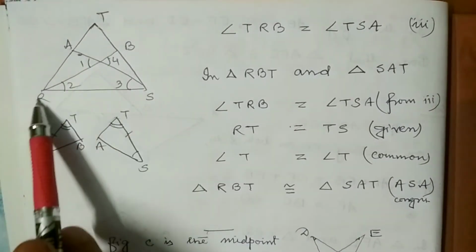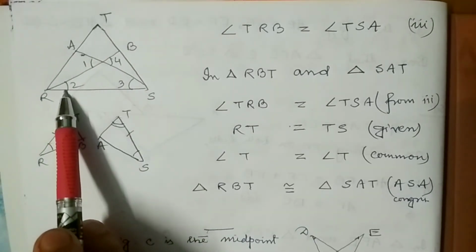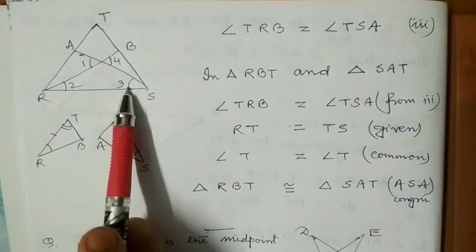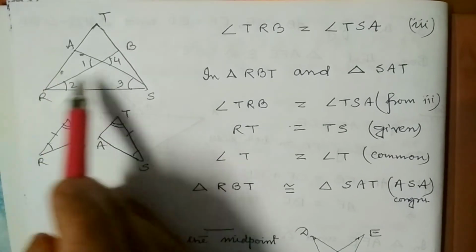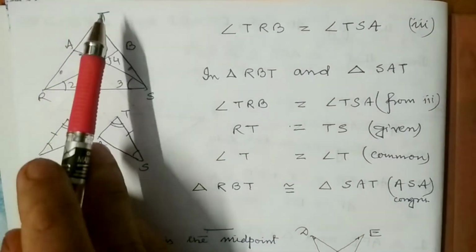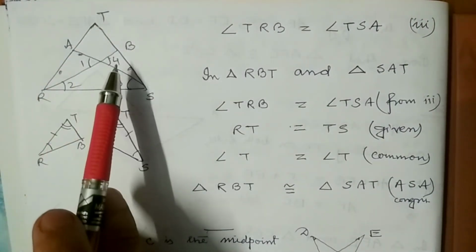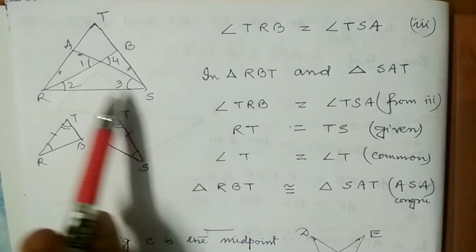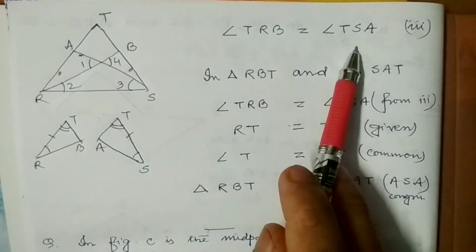So angle TRS equals angle TSR, I am going to get this angle equals to this angle. That means angle TRB equals angle TSA. Fine. This is our equation number 3.